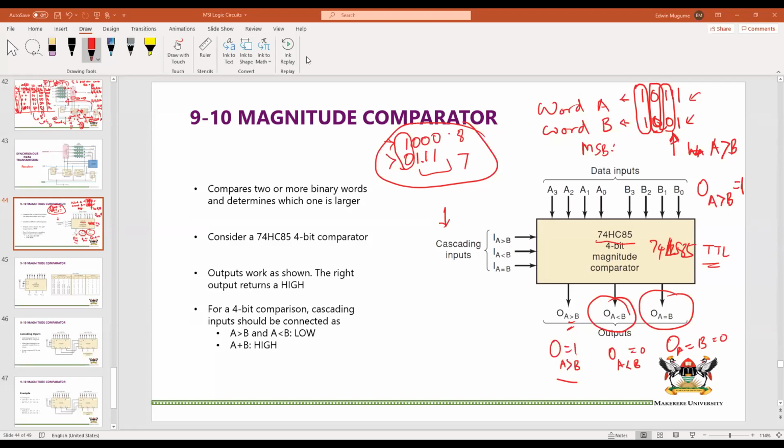For instance, let us assume that this is clearly a 4-bit comparator, but what if we had 8-bit words? If we had 8-bit words, then we connect one comparator through this one. So we would have another comparator, and these outputs are like that. This is A equal to B, this is A less than B, and this is A greater than B. So we would connect this one to that, this one to that, and that one to that. I'm going to show you in a moment how that would work out.